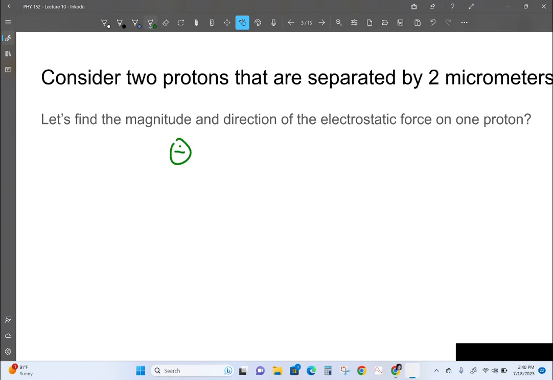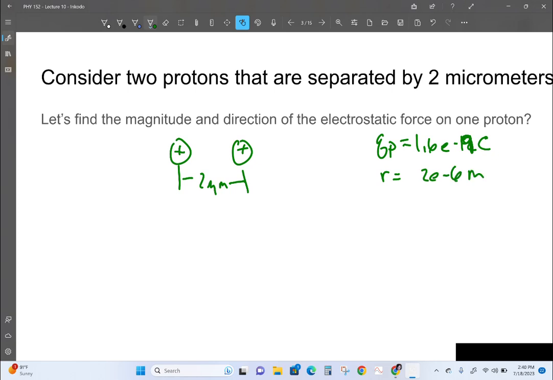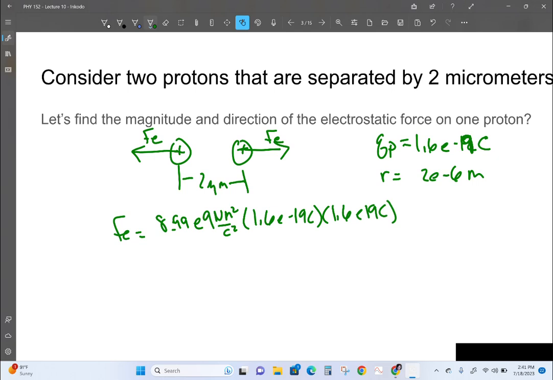Okay, so let's put 2 protons in here. Remember that the charge on a proton is 1.6e to the negative 19 coulombs, and these are going to be separated by 2 micrometers, so r is 2e to the negative 6 meters. If we want to find the force between these two, just the force of repulsion between them, not the electric field, Fe is going to be equal to 8.99e9 newton meters squared per coulomb squared, times 1.6e to the negative 19 coulombs, times 1.6e to the negative 19 coulombs, divided by 2e to the negative 6 meters squared.